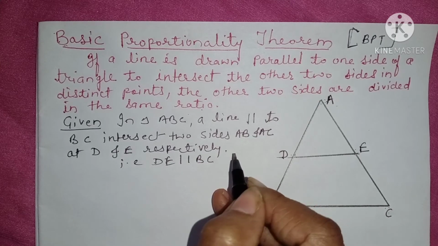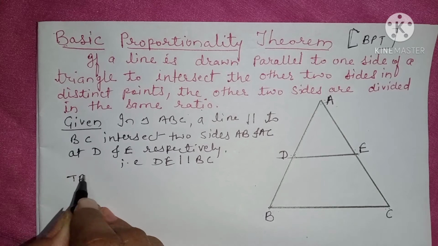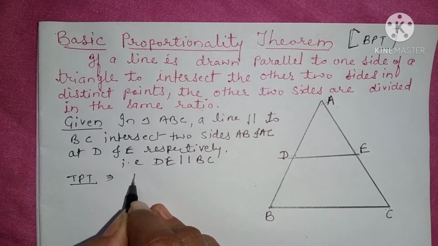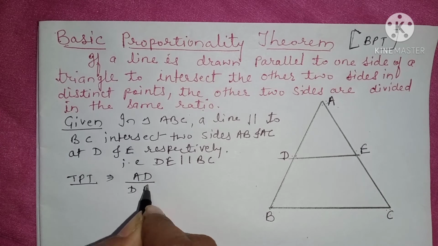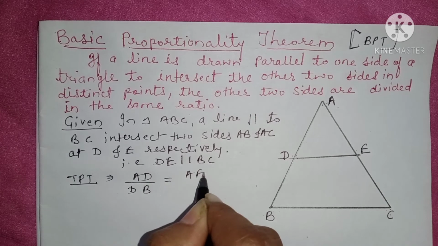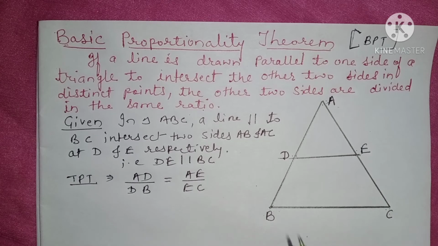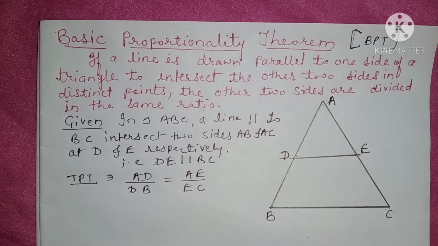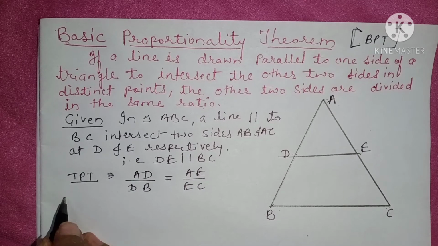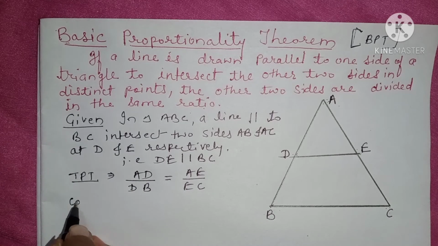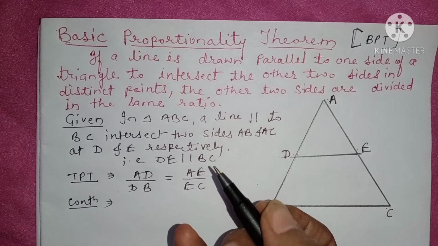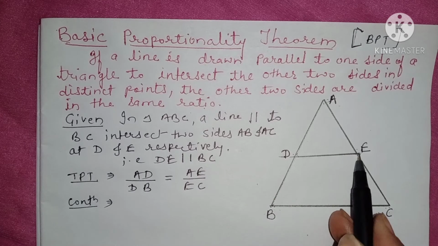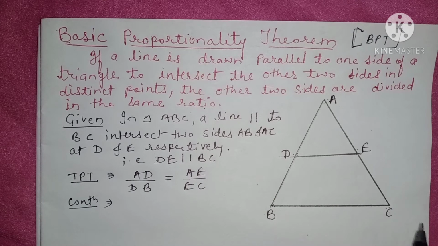This is given. And what is to prove? We need to prove that the sides are divided in the same proportion, that is, AD upon DB is equal to AE upon EC. This we have to prove. To prove this, we need a construction. Now, what construction do we need? First of all, we have to join BE and DC. We need to join them here.